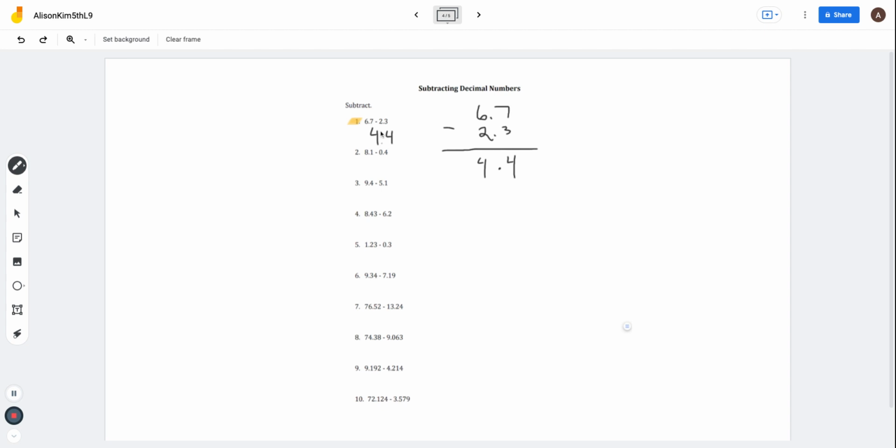Oops, it's a bit too big. I'll make the decimal point visible for you guys. So when you're subtracting numbers, once again, make sure that your decimal points match up and that the number on top is always the greater number.